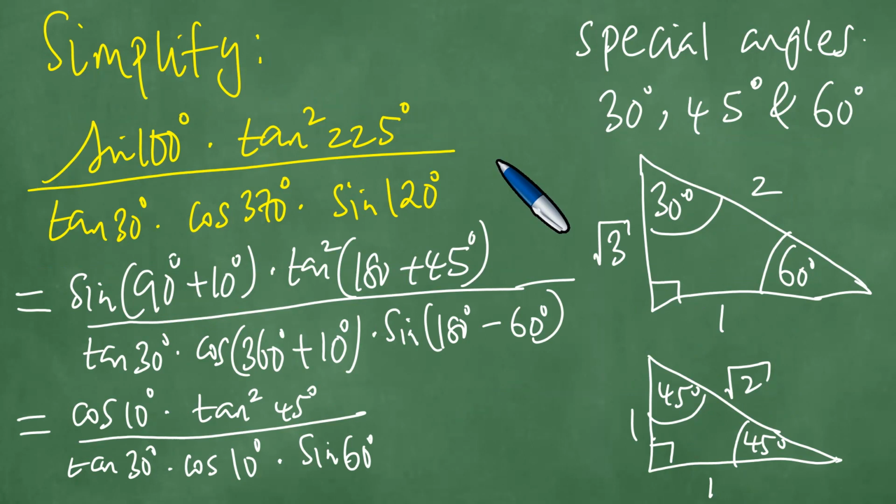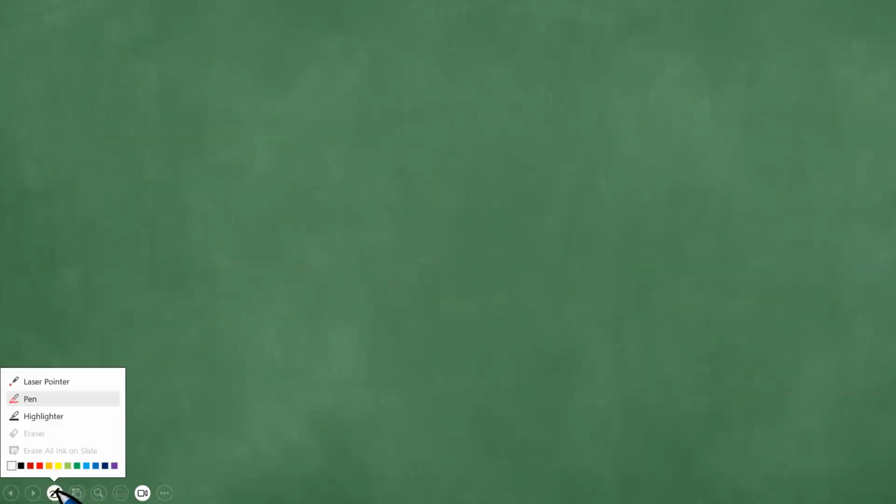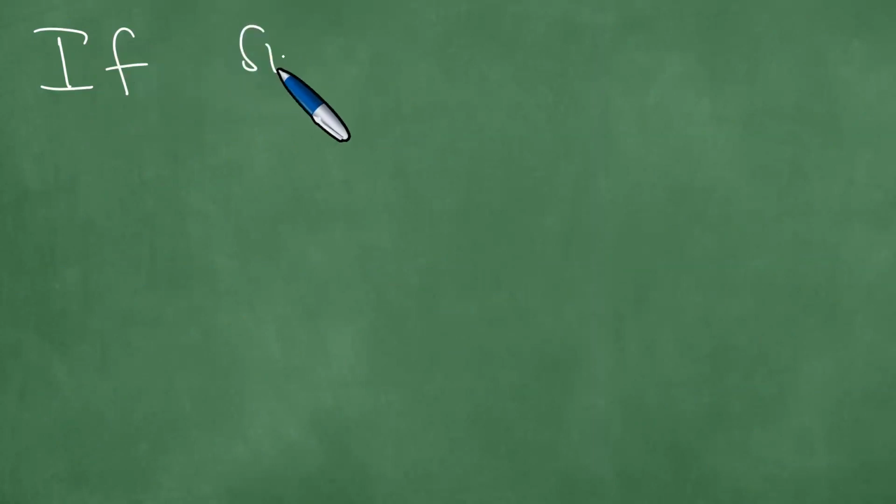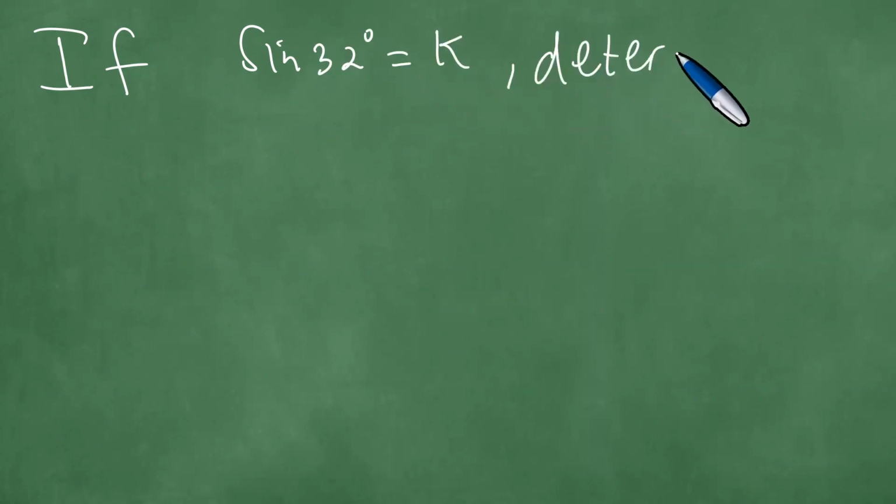Many times we encounter a lot of problems like this, and we need to be very prepared to play around and solve more problems. Let's practice more with these problems. More trigonometry. At this point, we are interested in saying if the sine of 32 degrees equals K, determine the following.